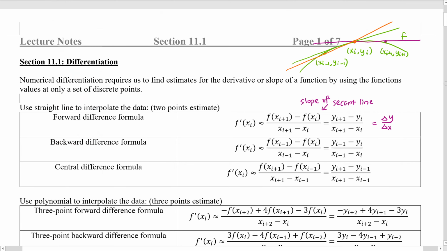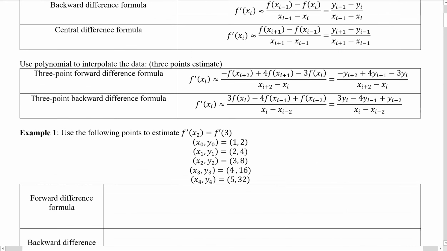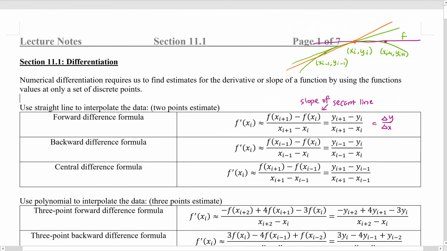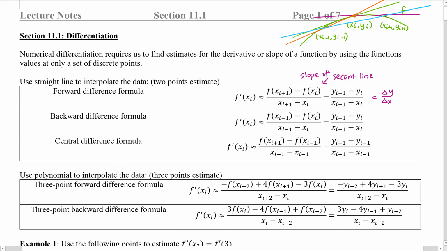So in this picture, the central difference formula is like here, these 2 points. These 3 different formulas are just based on which 2 points we select. For the forward difference formula, we select the point and the next point. For the backward difference formula, we select the point and the previous point. For the central difference formula, we select the next point and the previous point. So here we use a straight line to approximate it.